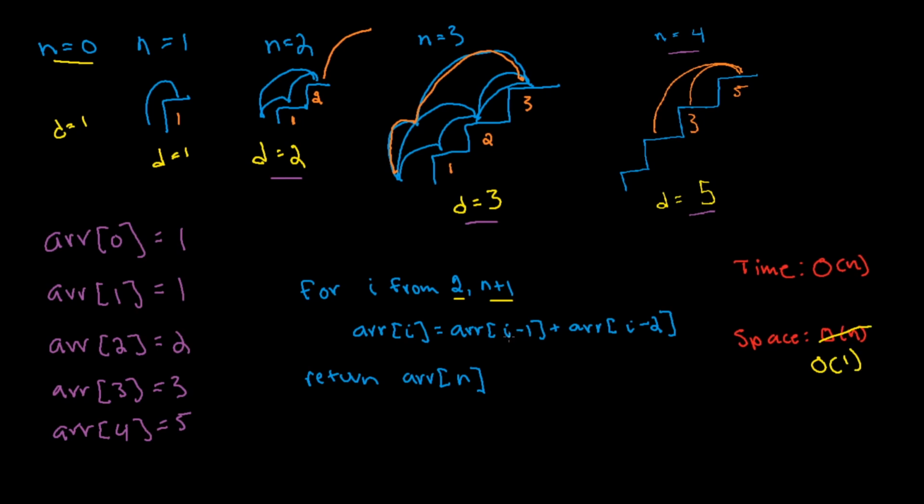And the way to do that is, since we only ever use the previous two, we can just store these in variables and update them as we go through the for loop. I'll show you how to do that in the code, so let's get into it.